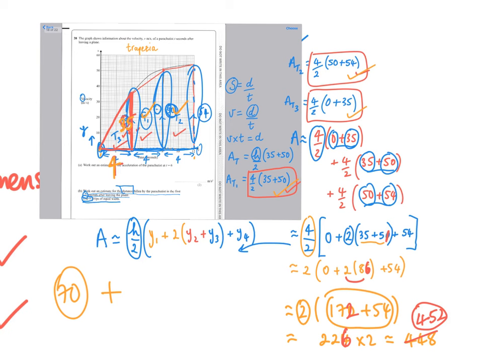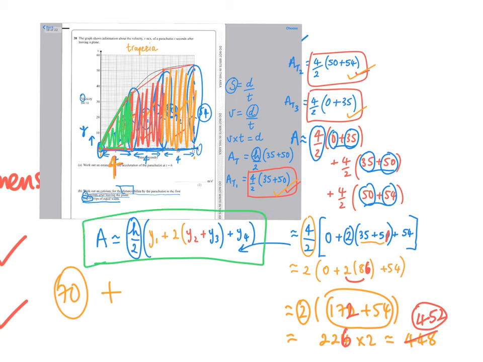So in short, and I'll use one more colour here, triangle, trapezium, trapezium is fine, or you can treat this triangle like a trapezium. Prepare yourself for the A-level and use the trapezium rule, which I shall just write down here.